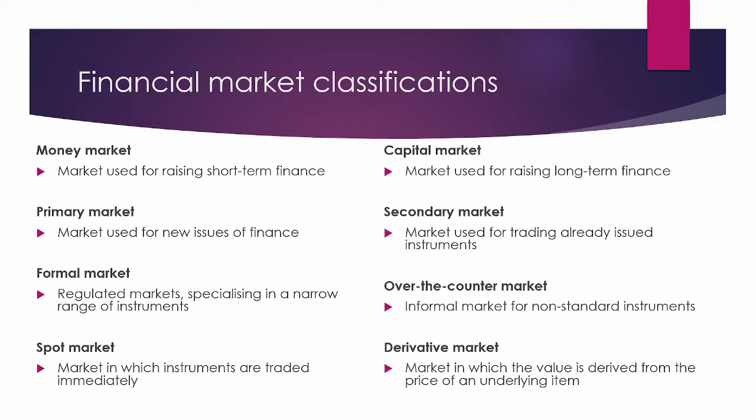Finally, the spot market is when instruments or commodities are traded immediately at the current or spot price. A share would generally be traded on the spot market. Alternatively, the derivative market is a market in which the value is derived from the price of the underlying item. Futures and options would generally be traded on the derivative market, with the underlying item being some share, currency, or commodity.